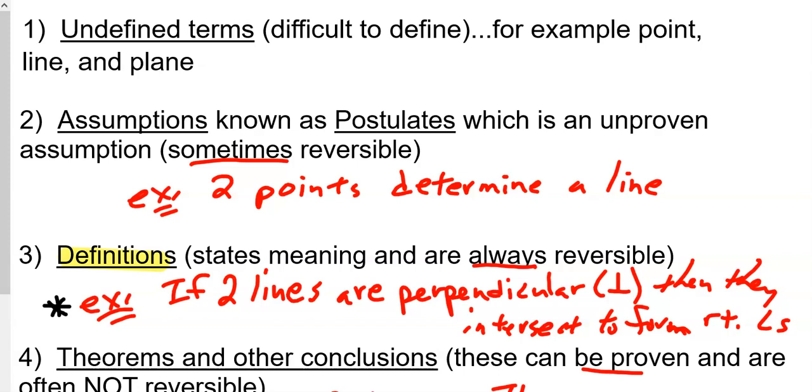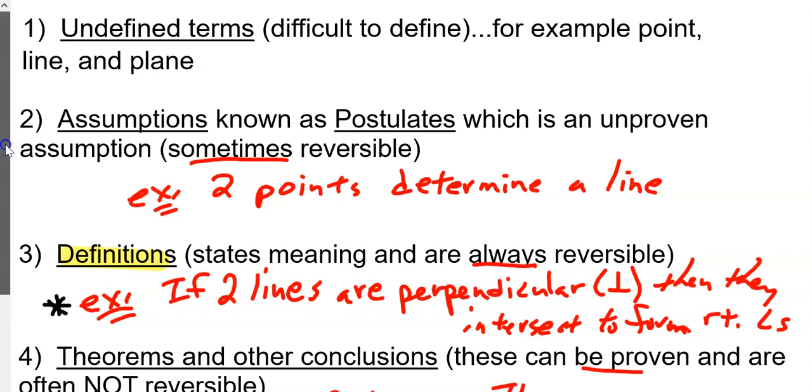Assumptions, which we call postulates, these are unproven. Okay, so that is an important little part there. And they're sometimes reversible. So an example, 2 points determine a line. That is an unproven postulate.